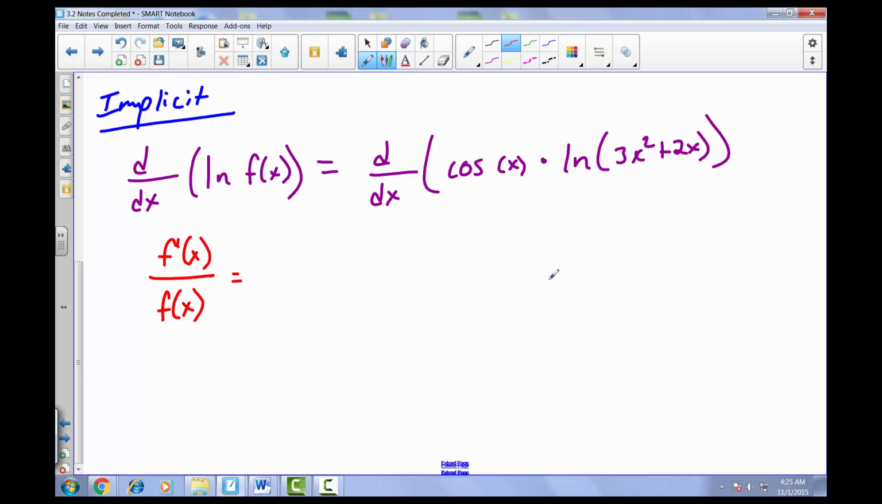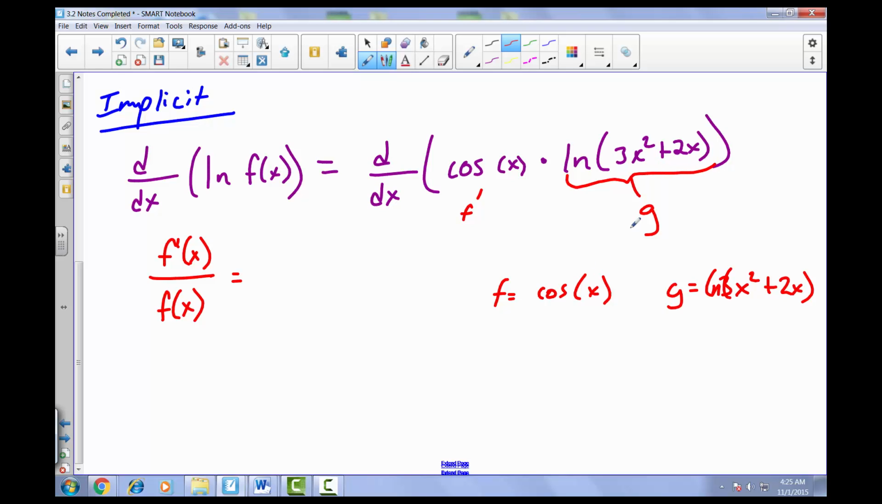Now on the right side, we see that we have actually a product rule going on. I'm going to say that this guy is f and this guy is g. So then off to the side we have f is equal to the cosine of x, and g is equal to our natural log, I apologize. So we have the natural log of 3x squared plus 2x. So again, g being this entire function.